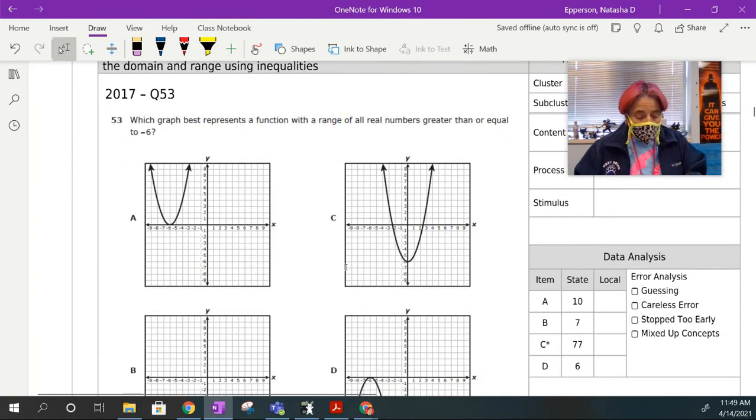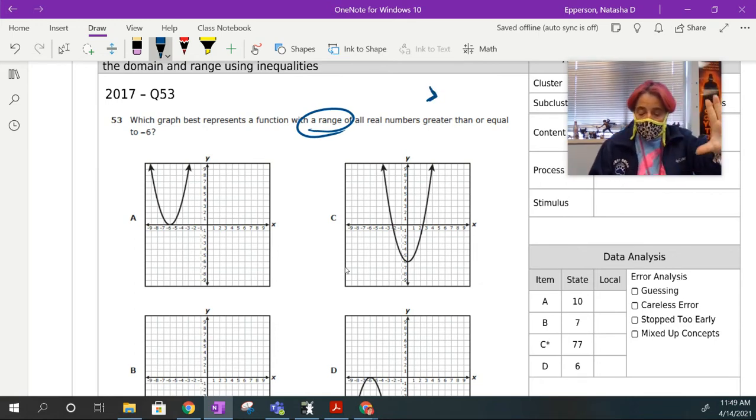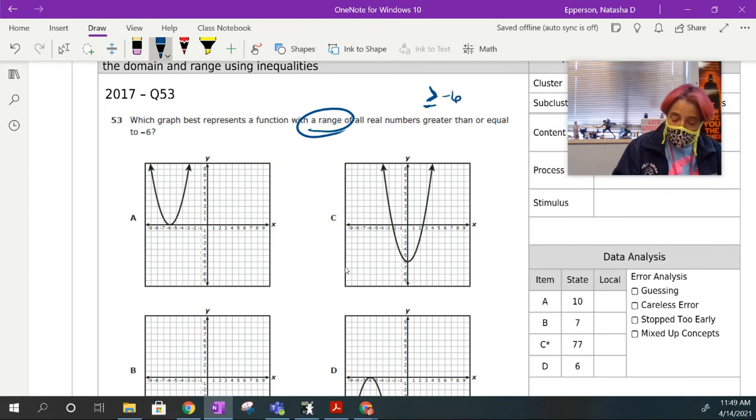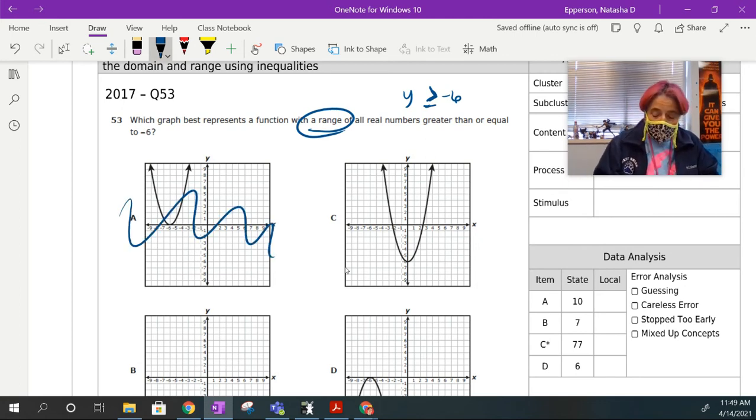Next question, which graph represents the range of all real numbers greater than, greater is going to the right, and less than is going to the left. So it's greater than or equal to -6. So that's going to be y is greater than or equal to -6. So I want to look at my vertex. So A is out, A is a shift to the left. That means this would be a shift down.